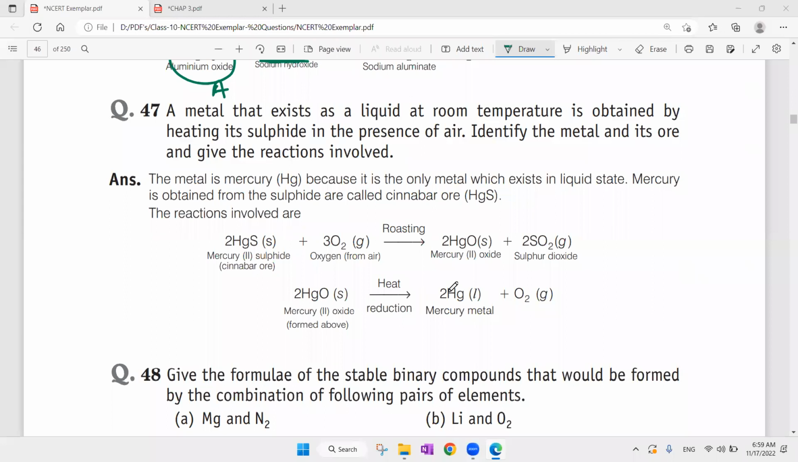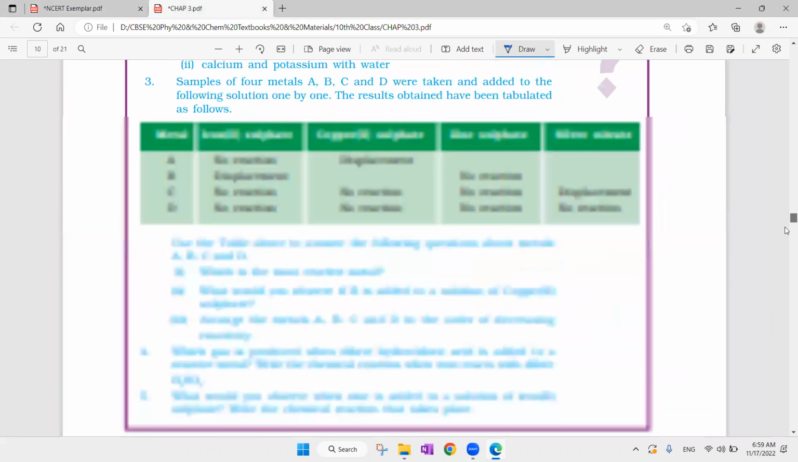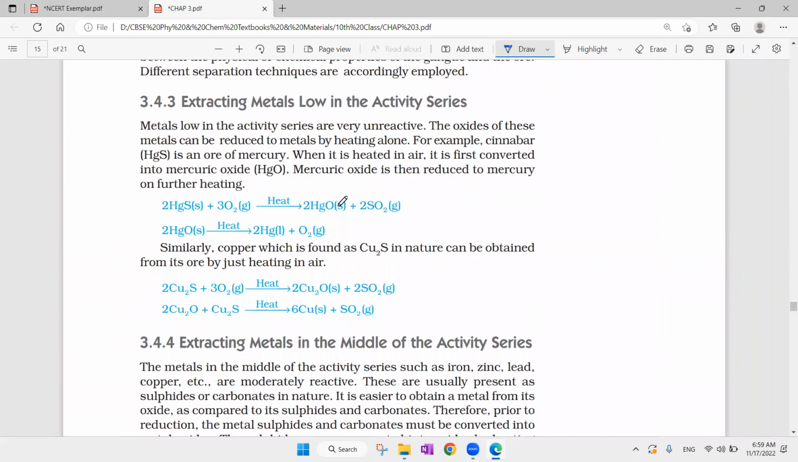A metal that exists as liquid at room temperature. Just by the logic itself, we can tell it is mercury. Is obtained by heating its sulfide, mercuric sulfide, in presence of air. Identify the metal and its ore and give reactions involved. Simple. Here also in the textbook we have cinnabar. You might have heard, in extraction of metals, this is the paragraph you have to read to answer this question.